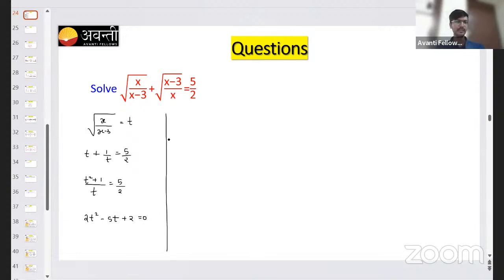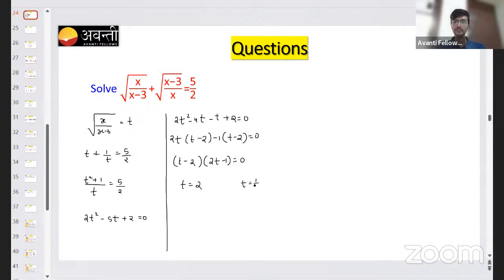Factors are very simple. 2 times 2 is 4, so 4 ones are 4. So 2t square minus 4t minus t plus 2 equals 0. Let's take 2t common. I get 2t into t minus 2 minus 1 into t minus 2 equals 0. So that means t minus 2 into 2t minus 1 equals 0. That means we got t equals 2 and t equals half.